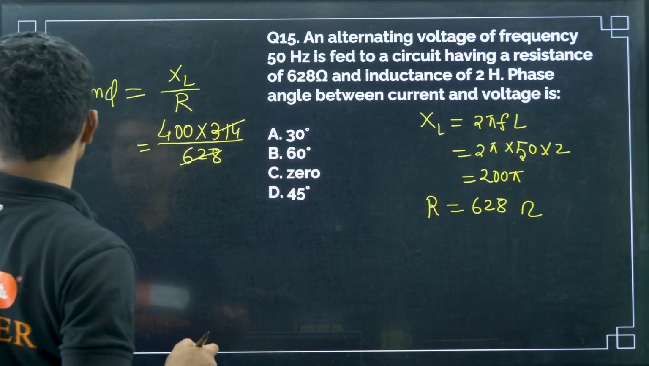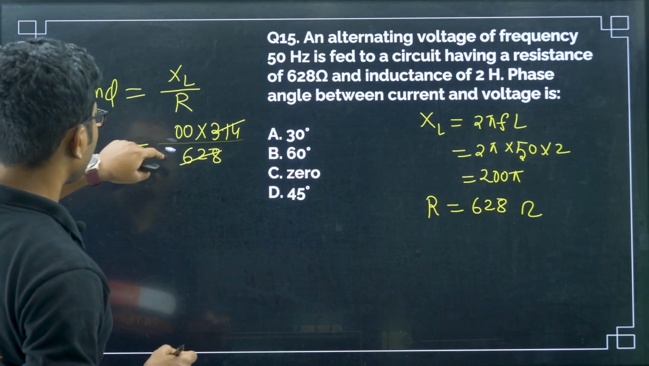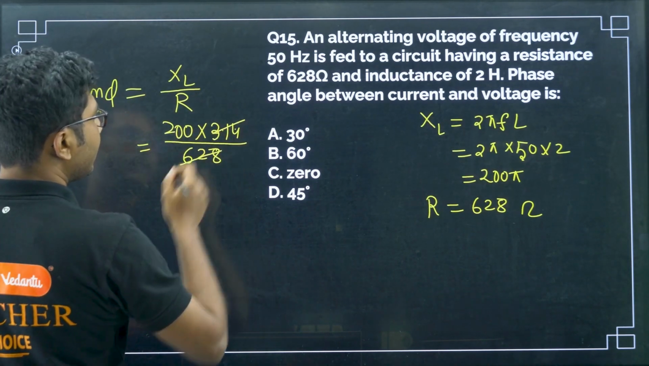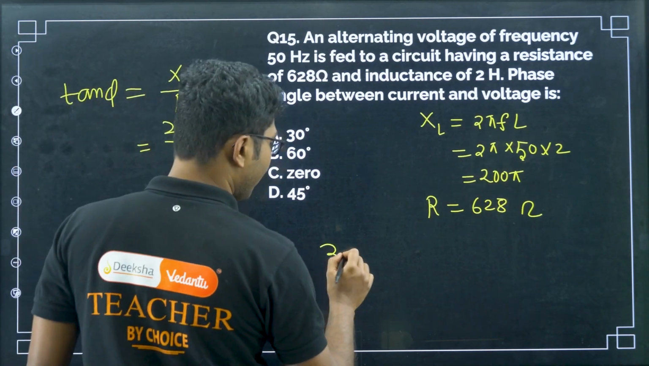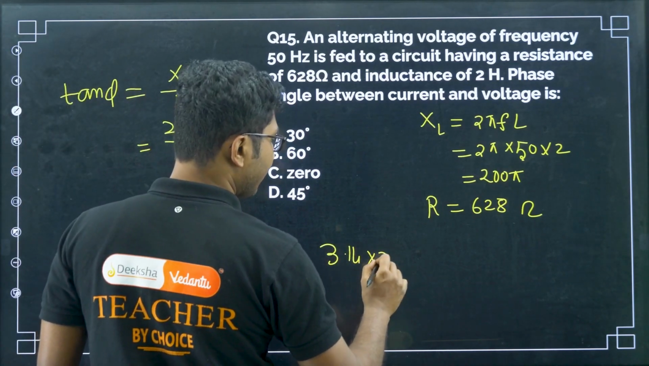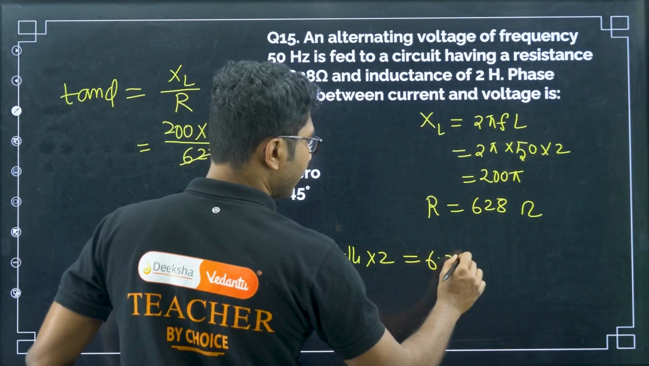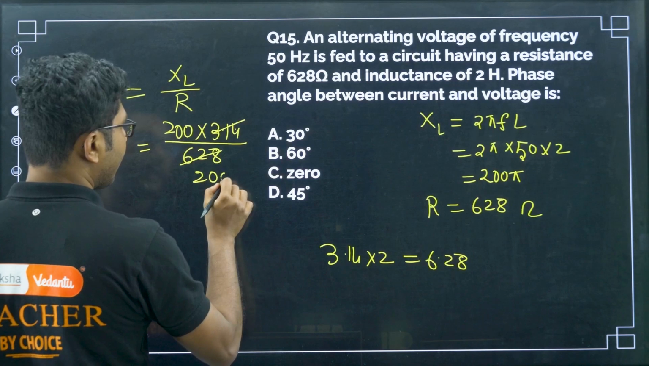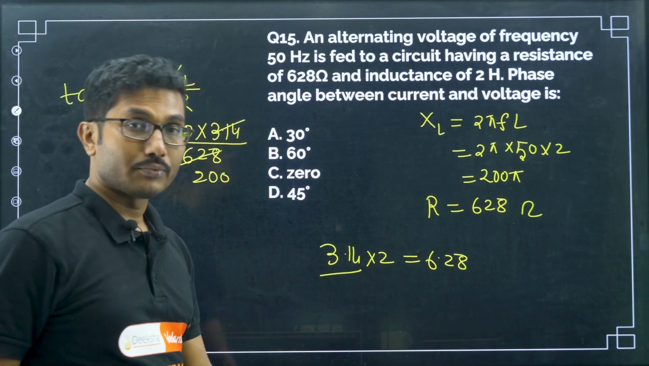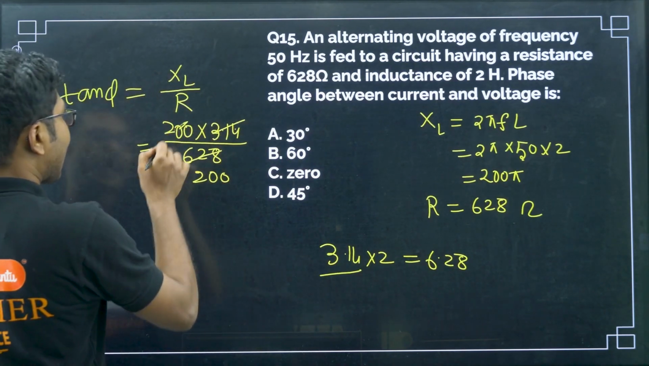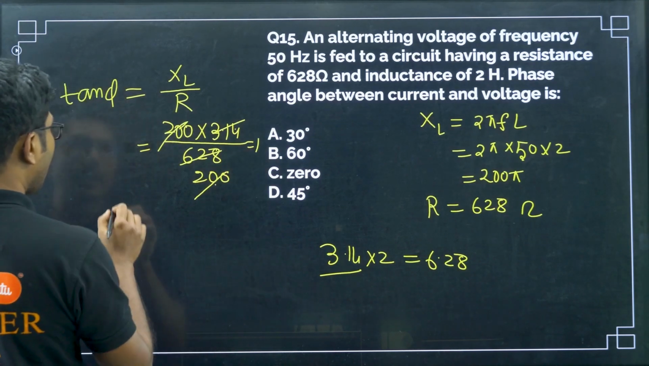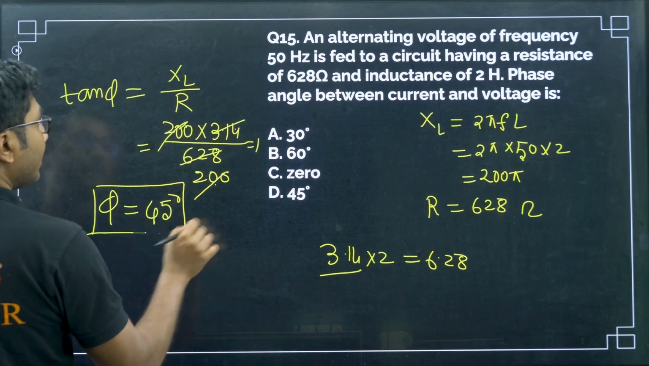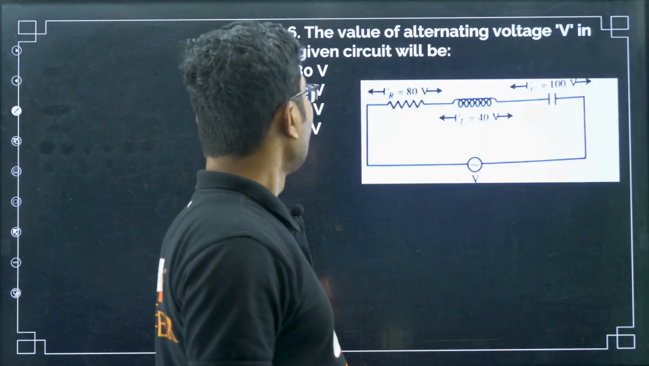So, now insert the values here. 200 times 3.14, and if you multiply 3.14 with 2, you will get 6.28. So, you can cancel this with 200. 200 times 3.14 is 628, so you can cancel them, everything will be cancelled. So, it will be 1. So, phi is 45 degrees, right. So, this is the formula.